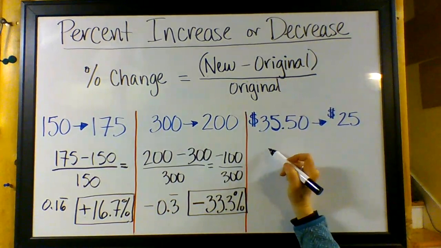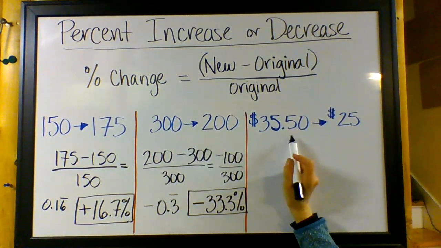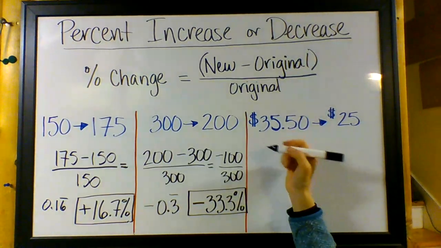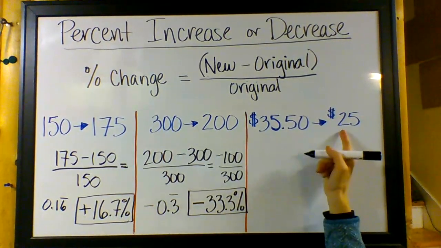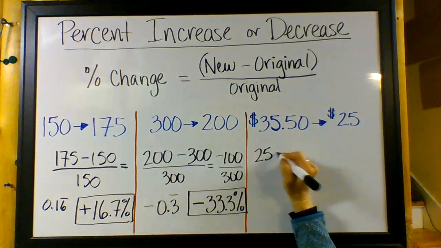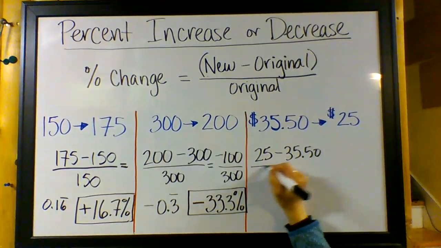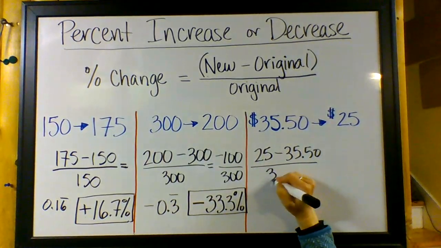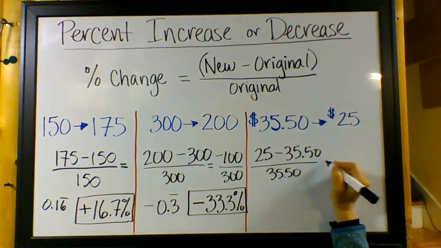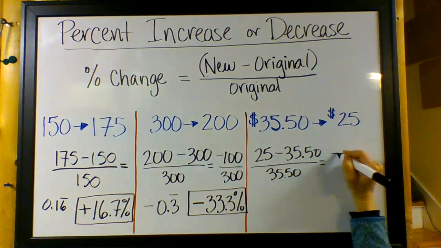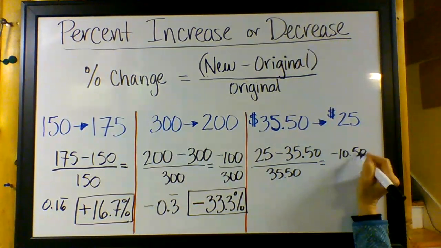So this is like a sale here. I've got $35.50 marked down to $25. That's a pretty good deal. Let's find out how good of a deal it is. The new number, 25, minus the original number, $35.50, over the original number, $35.50. So this really equals negative $10.50 over $35.50.